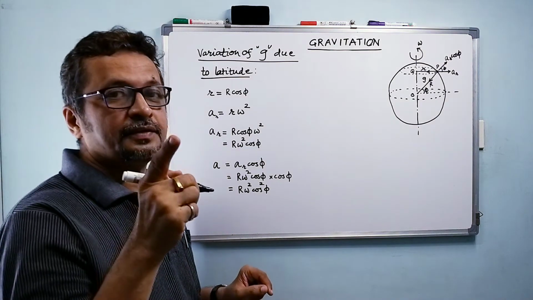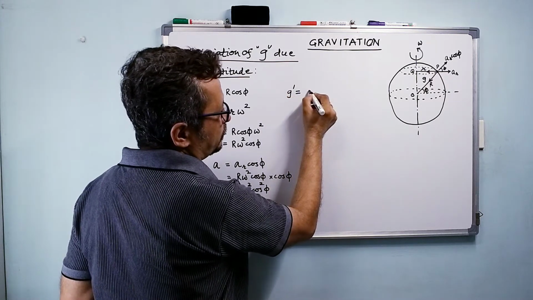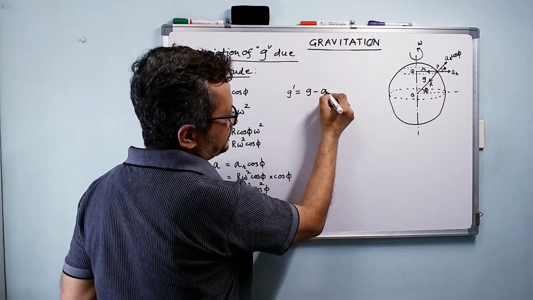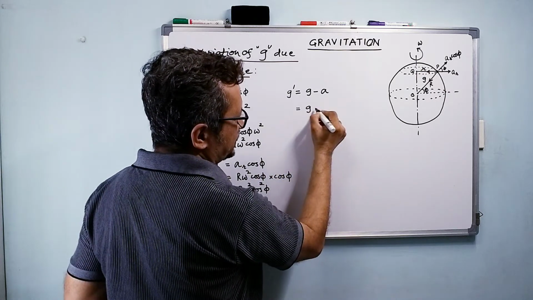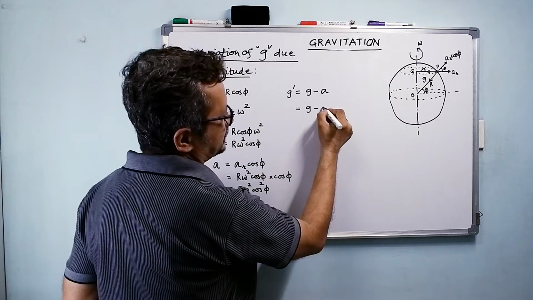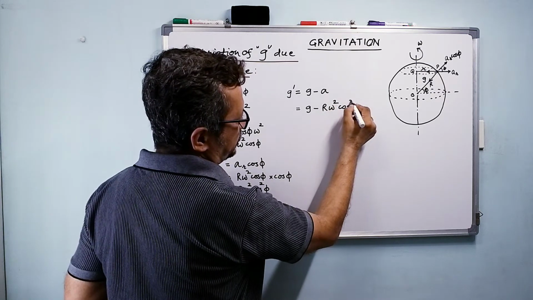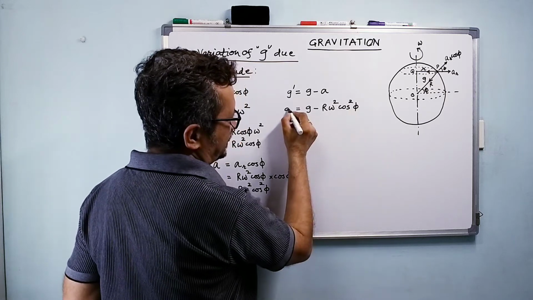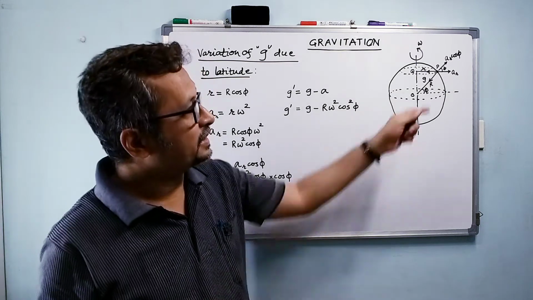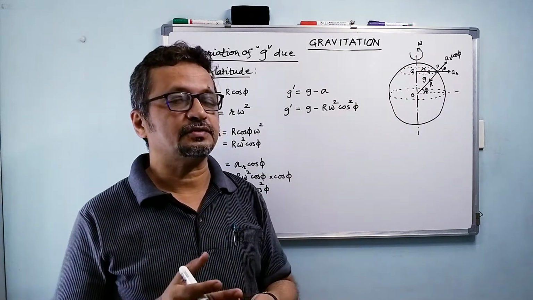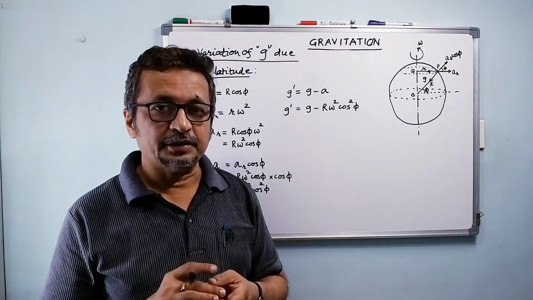Now if you see here, my g is acting towards the center. So the effective g, I would say g dash, is going to be equal to g minus A, which is equal to g minus R omega square cos square phi. That is going to be my effective acceleration due to gravity at that point, because of rotation of Earth and with the effect of latitude.